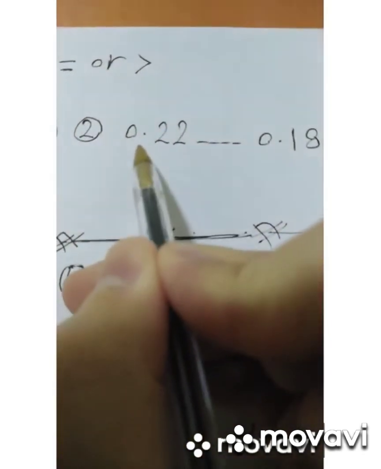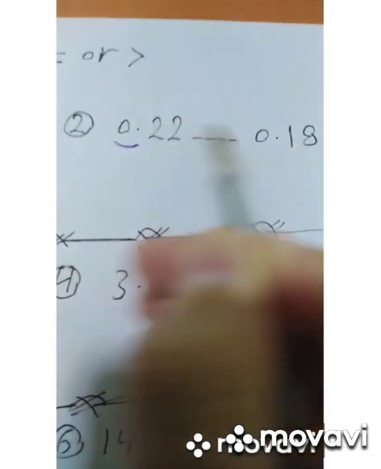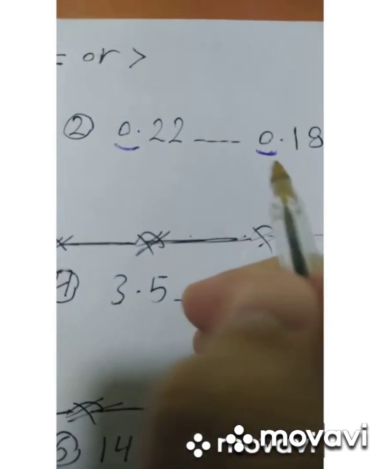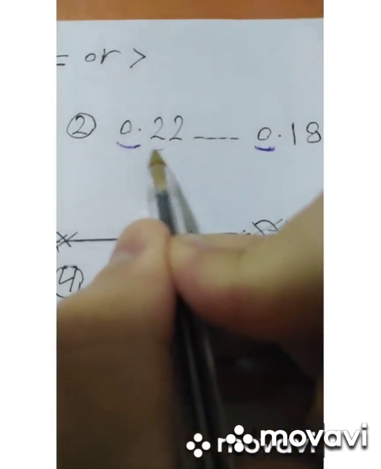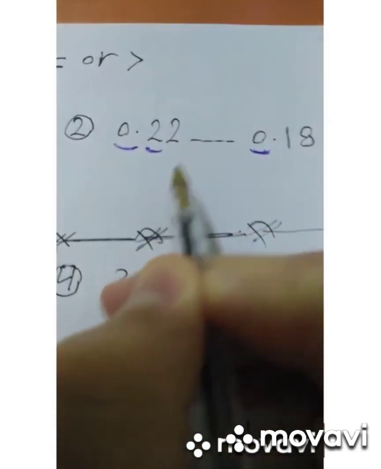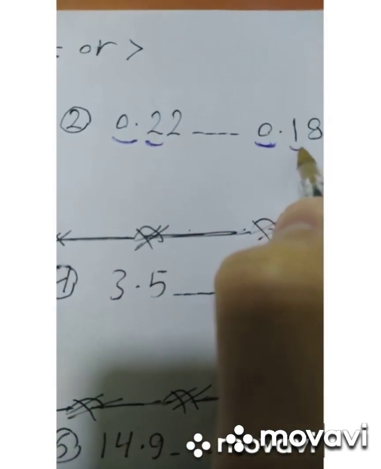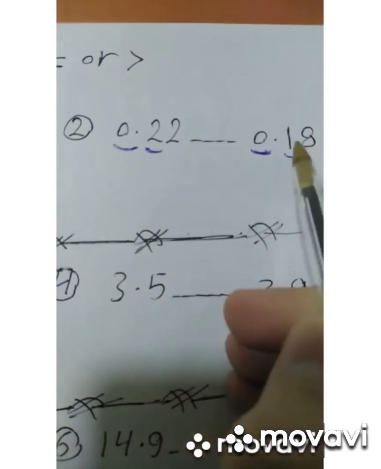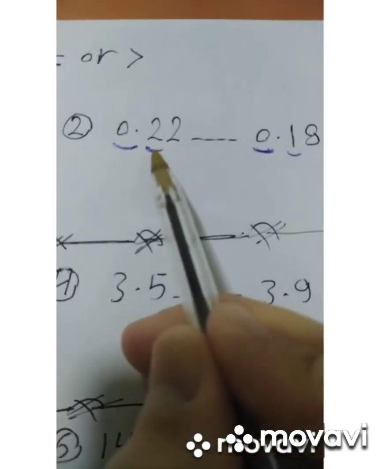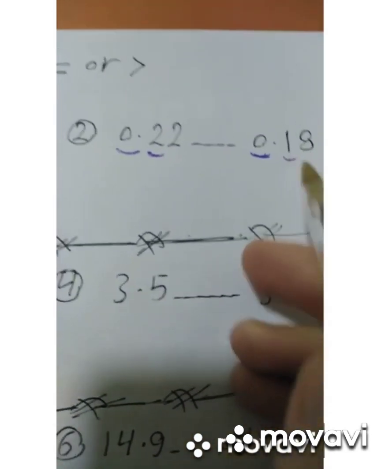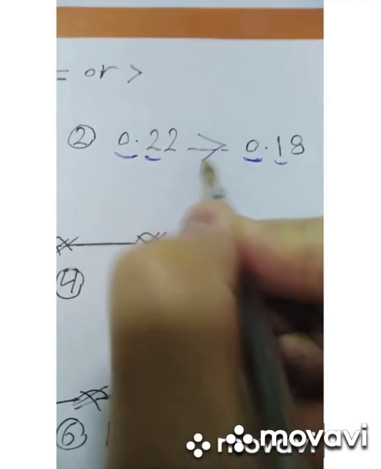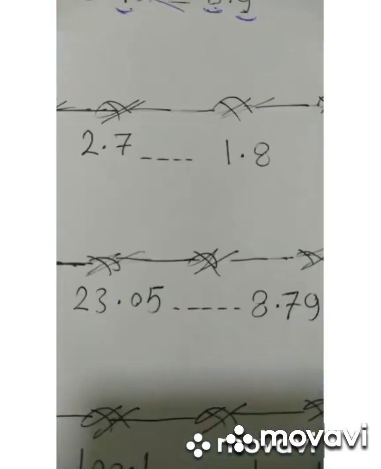Go to wholes. The whole in this decimal is 0. And in the decimal, the whole is 0 also. So we can't compare wholes. Go to tenths. What is tenth in this decimal? Is 2. And in the second decimal, tenth is what? Yes, is 1. Can we compare now? Yes, tenths are different. So what is the decimal with greater tenth? Yes, 2 is greater than 1. So we can say now that 22 hundredths is greater than 18 hundredths.